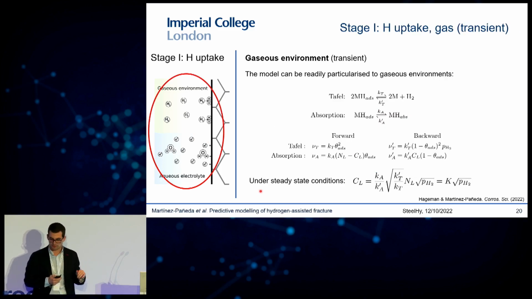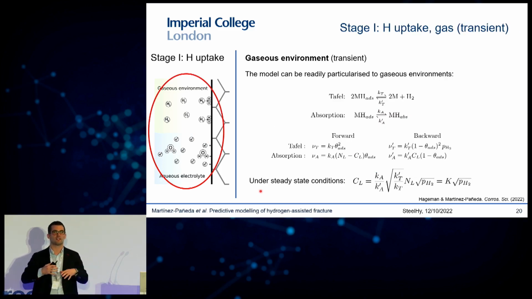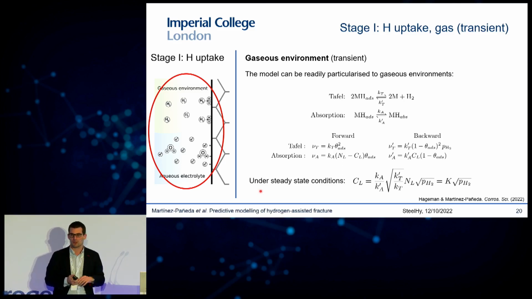And I'll just finish this first part by explaining how we can also take this complete electromechanical framework and particularize it to the case of gaseous environments by being able to resolve the transient problem, so the kinetics of the hydrogen uptake in gaseous environments. And this is quite convenient, because then we can look into fatigue, and we can look into other effects that you cannot do when you take the steady state assumption. And the way to do it is straightforward.